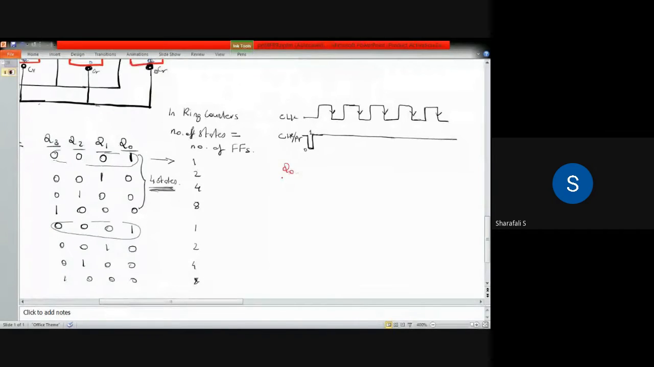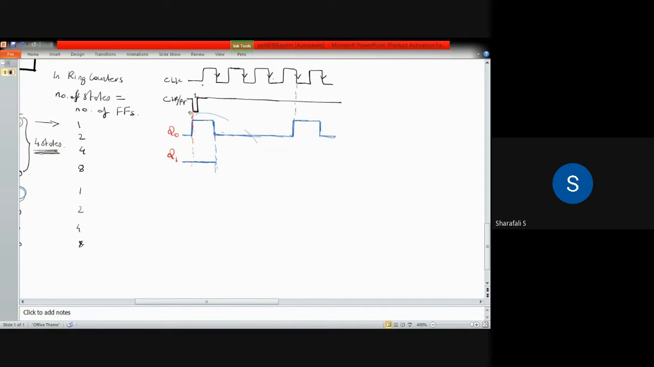Q0, Q1. So first I will draw that. So for Q0, first, at the initial state, it is 1. We are having this clock pulse as shown here in this figure.